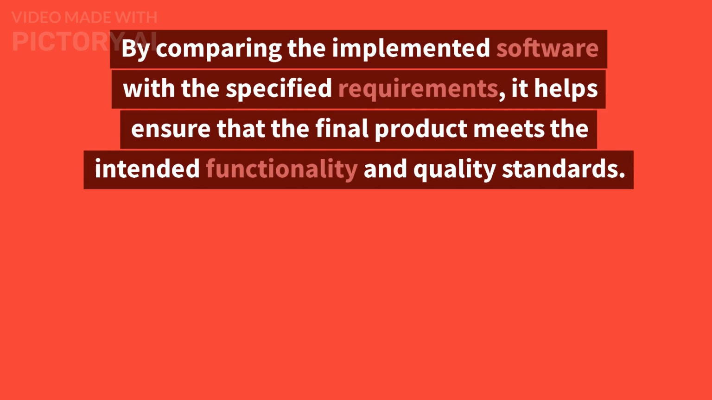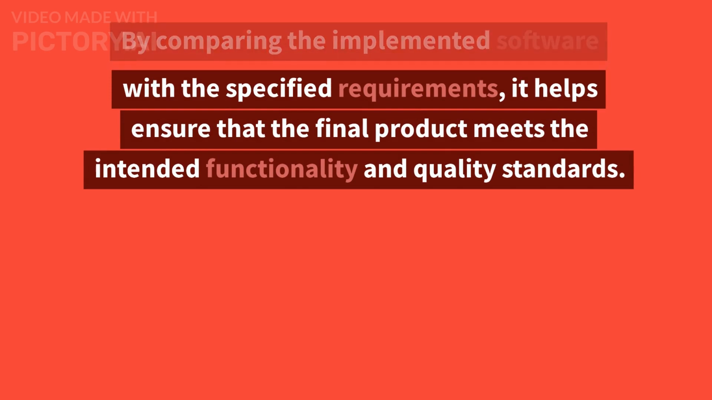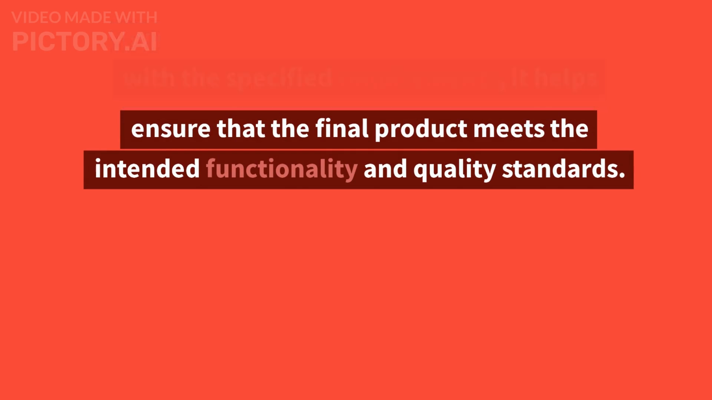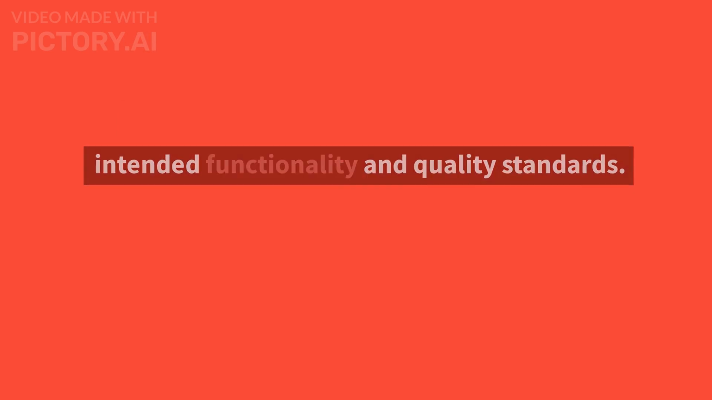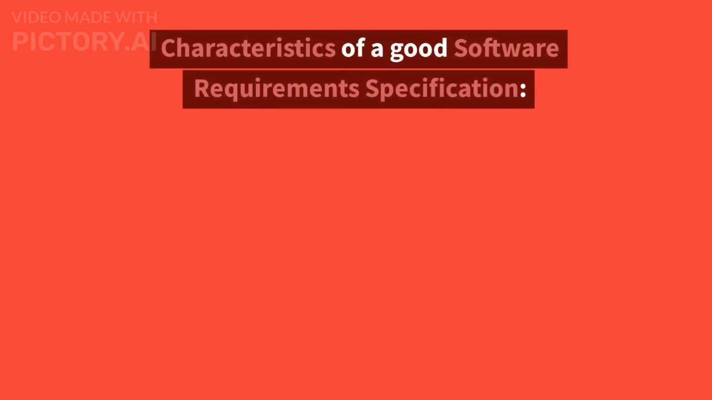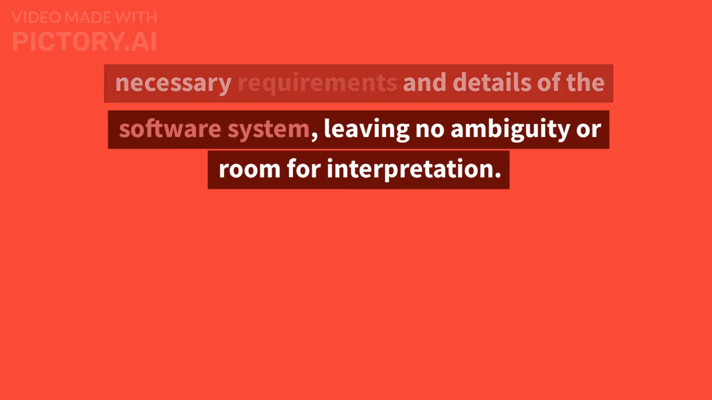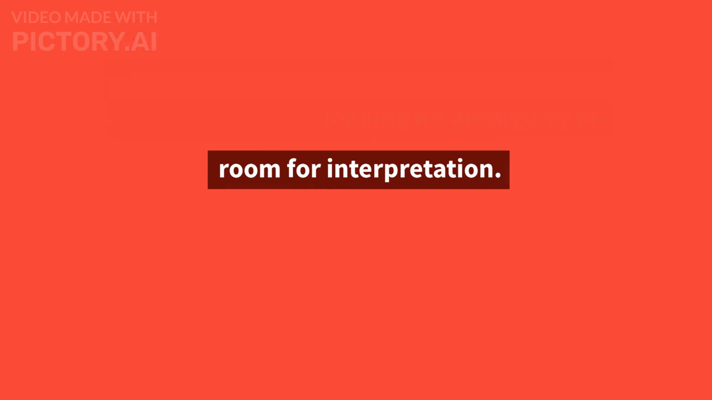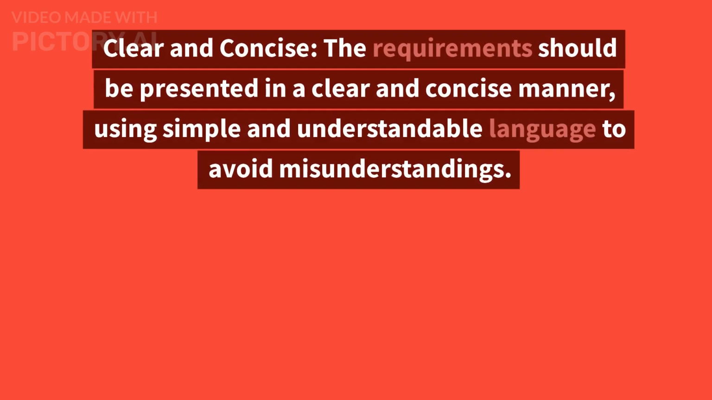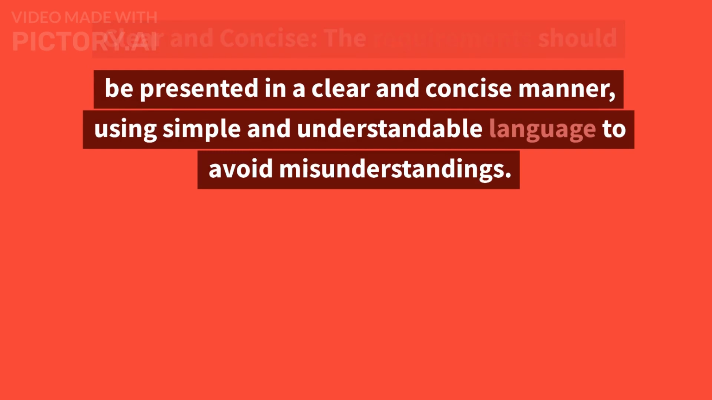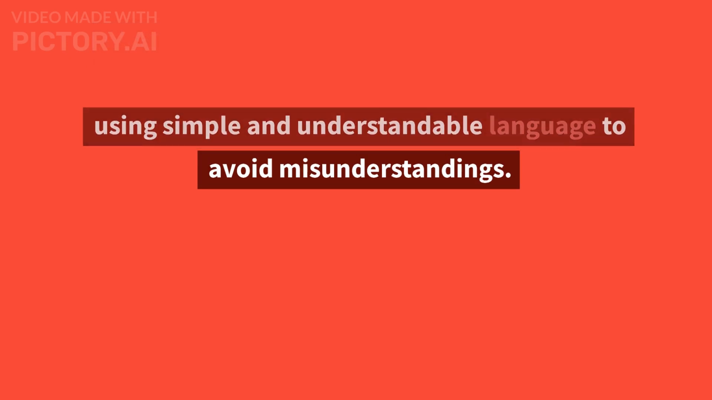By comparing the implemented software with the specified requirements, it helps ensure that the final product meets the intended functionality and quality standards. Characteristics of a good software requirements specification. 1. Complete. The SRS should capture all the necessary requirements and details of the software system, leaving no ambiguity or room for interpretation. 2. Clear and concise. The requirements should be presented in a clear and concise manner, using simple and understandable language to avoid misunderstandings.